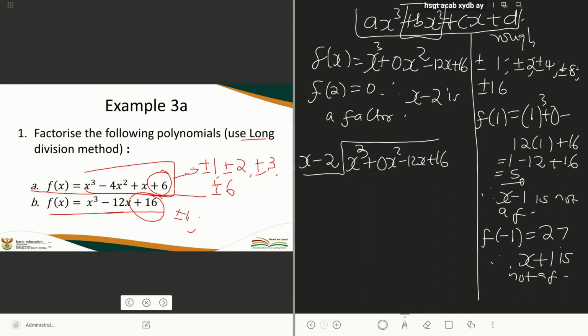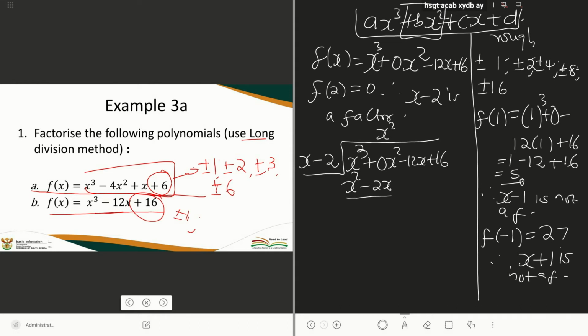Remember the division method, the long division method is quite easy. The procedure is still the same. You divide, you multiply, you subtract, and then you bring down the next term, just like that. So x into x cubed, align your terms. It's x squared. X squared multiplied by x is going to be x cubed. You see? You divide. Now you're going to multiply after this. X squared multiplied by negative 2 is minus 2x squared. Can you see? You divide, you multiply, you subtract, you bring down the next term.